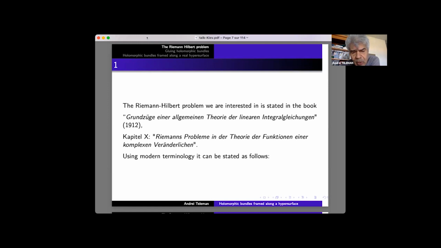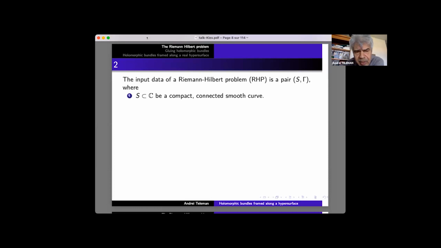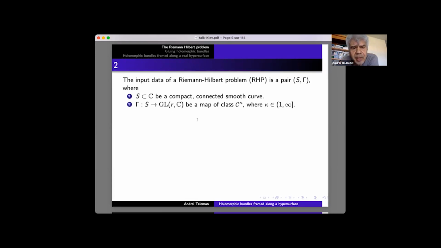So using modern terminology, this problem can be stated as follows, in a very simple, clear way. The input data of a Riemann Hilbert problem is a very simple object: a pair (S, gamma) consisting of a simple, compact, connected curve in C, for instance the circle S1, you can think already that S is a circle S1, and a map defined on S, only on S, with values in, let's say, a general linear group GL(r, C), of class C kappa.